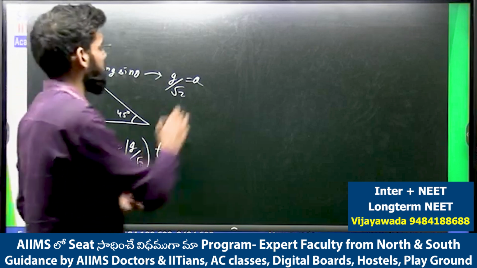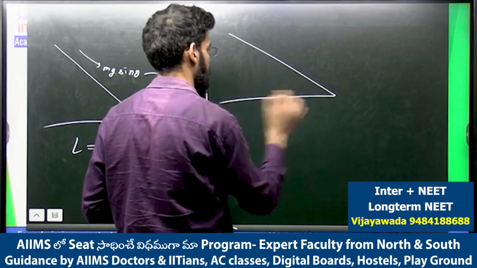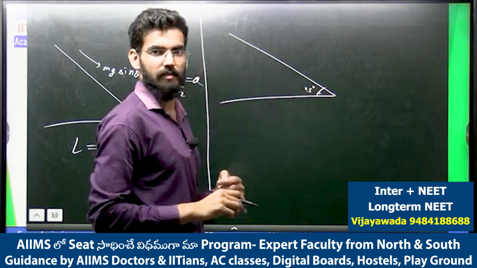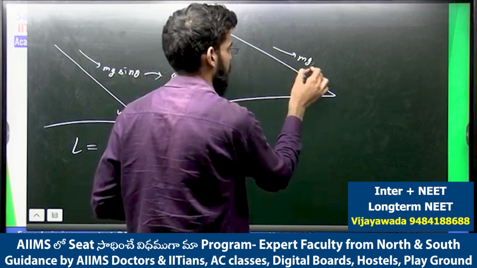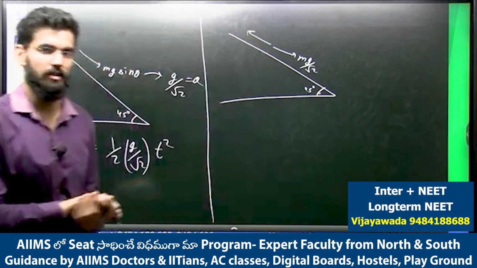Next, the second case. What he is saying is, you have the same inclined plane at 45 degrees, with the same length L traveled. But downward you have mg sin theta, that is mg by root 2. But upward you also have kinetic friction.